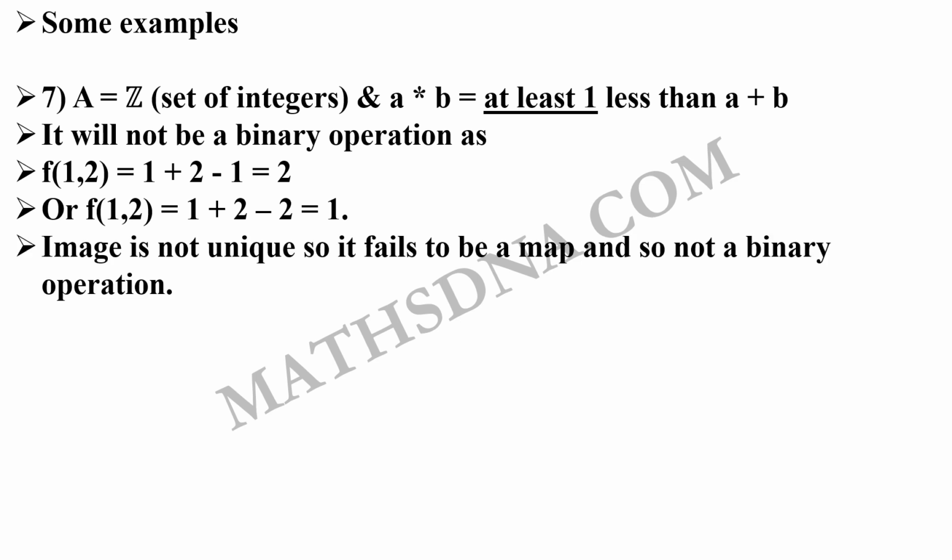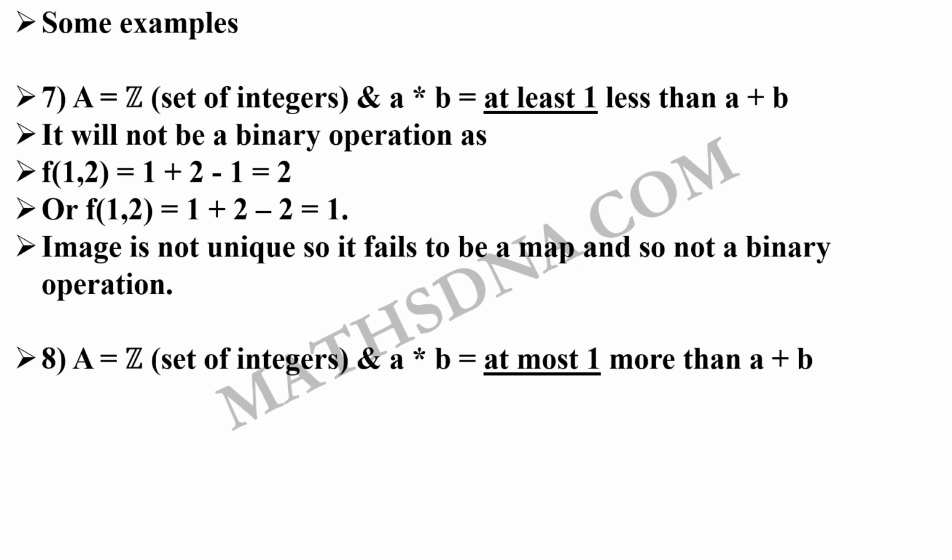It fails to be a map itself because it does not have a unique image. See, in the beginning of the definition I mentioned, a binary operation is basically a map, a function. So if it fails to be a map, or if it fails to be a function, it cannot be a binary operation. So be very precise when you are dealing with it: first of all, if you find any doubt of it being a function, then leave it there, because if it cannot be a function, it cannot be a binary operation. Moving on to the next one.